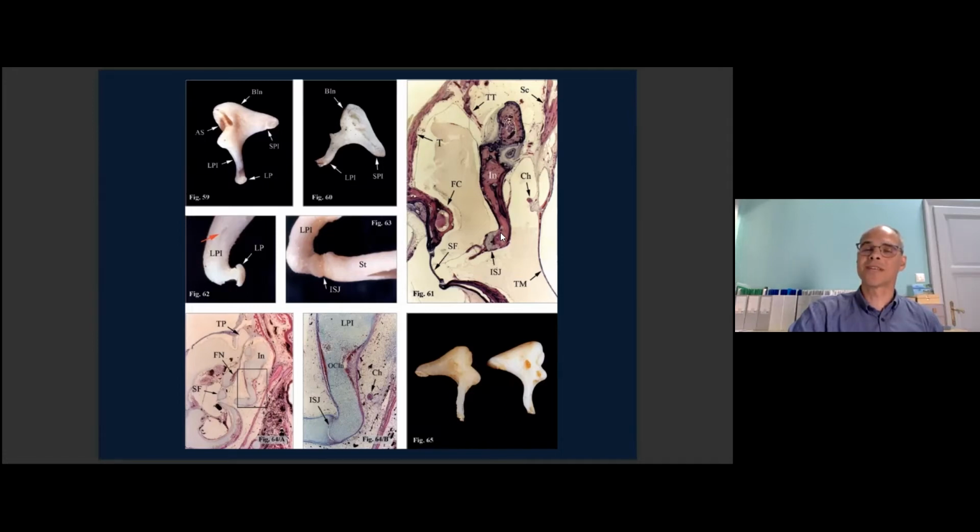And you can see two nerves, medial to that, the facial nerve in its own canal, and the chorda tympani, just medial to the tympanic membrane.